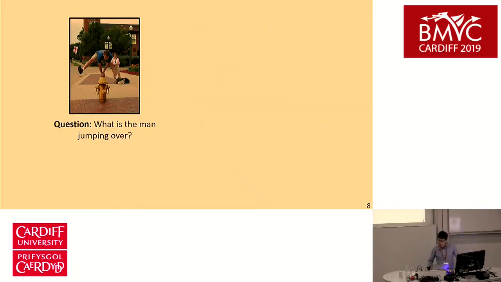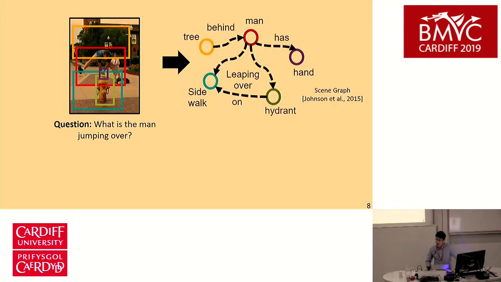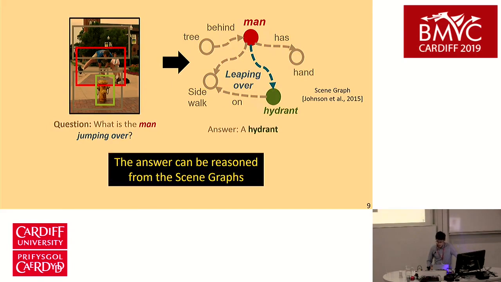And actually, people in the CV community have constructed so-called scene graphs. In other words, we can represent objects in an image as nodes in a graph, and we can annotate the relations between objects as edges. So given the question, what is the man jumping over, then we look at the scene graph. We can get the answer intuitively.